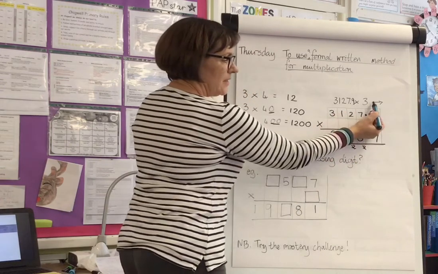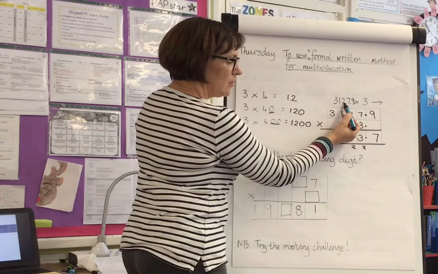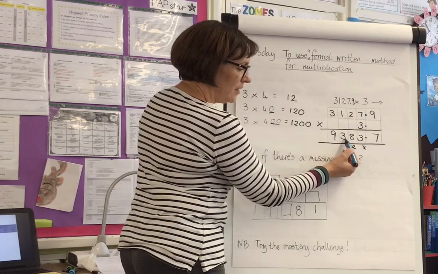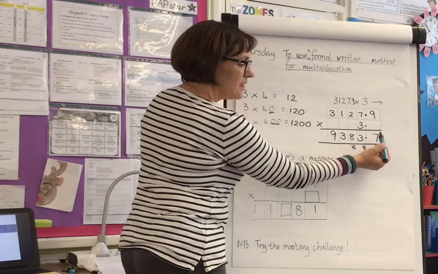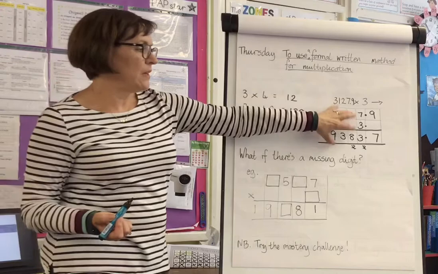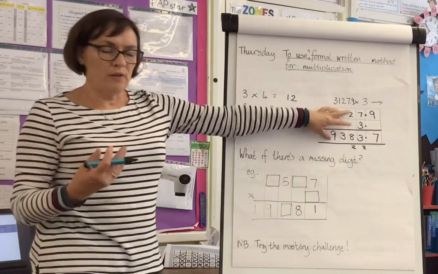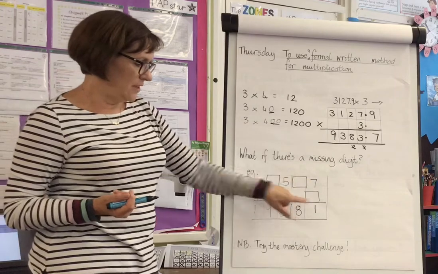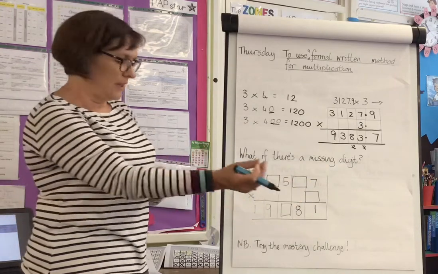So the answer to that linear sum, 3,127.9 times 3, the answer is 9,383.7. So you've got your answer. So most of you will be working on that today. And if you're feeling confident, the challenge is if there are some missing digits. In this case, it's a bit like a puzzle.